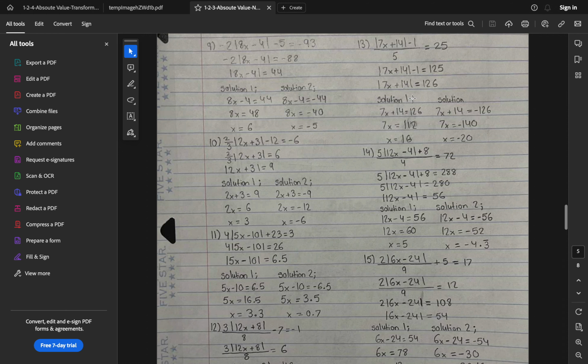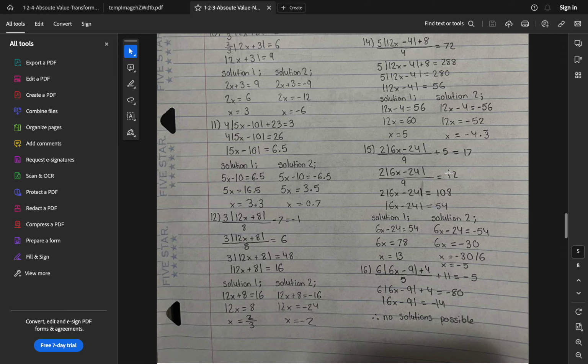Solution number 1, it's where it's equivalent to the positive value of 126. It becomes 7x is equivalent to 112. And it becomes x is equivalent to 16 once you isolate for x, because 112 divided by 7 is equivalent to 16. Solution number 2, it becomes 7x plus 14 is equivalent to negative 126. It becomes 7x is equivalent to negative 140. And it becomes x is equivalent to negative 20, as negative 140 divided by 7 is equivalent to negative 20.